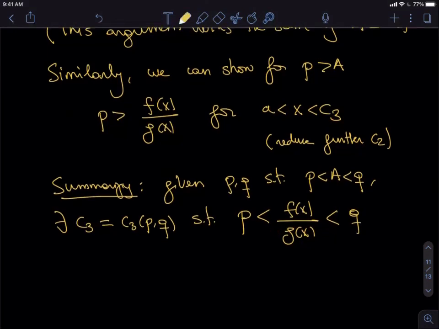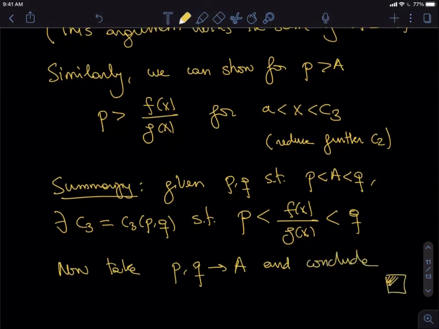And now we can take both P, Q because they are arbitrary, we can shrink them to a and we are done. Here it's very important that P and Q are actually arbitrary. We didn't choose them. We just picked some, okay, that were on either side of A, but that was it.